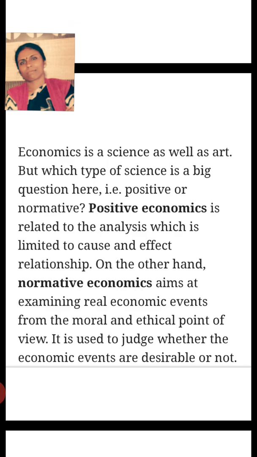Once again I will repeat. Positive economics explains how the economy takes a decision about consumption, production, distribution, exchange, what was and what is under the given set of circumstances. On the other hand, normative economics describes what should be done and what should not be done, which is good or which is bad for human beings, and which is right or which is wrong.